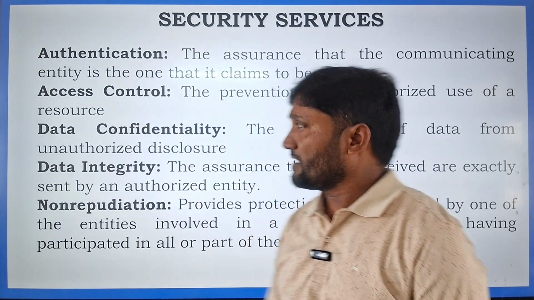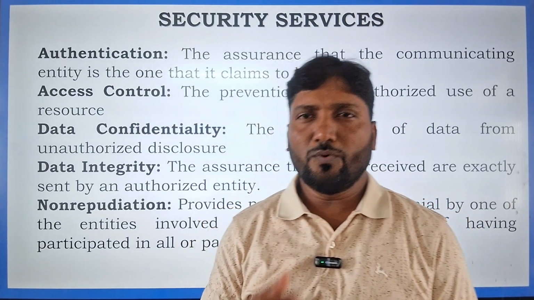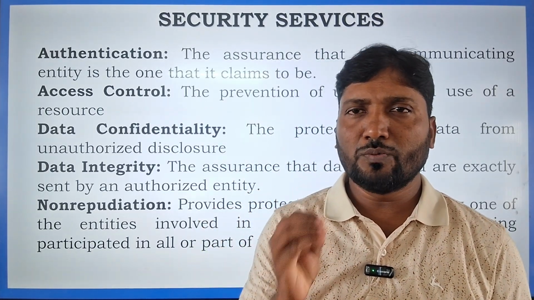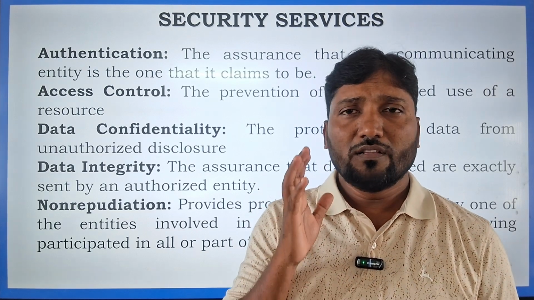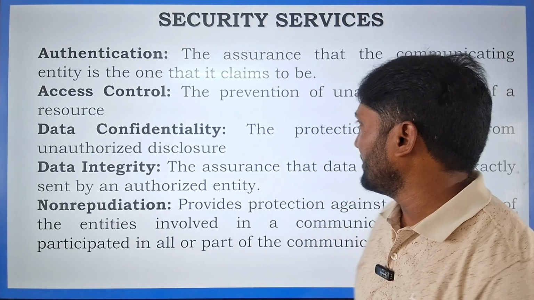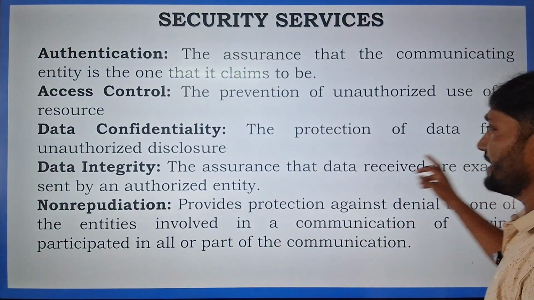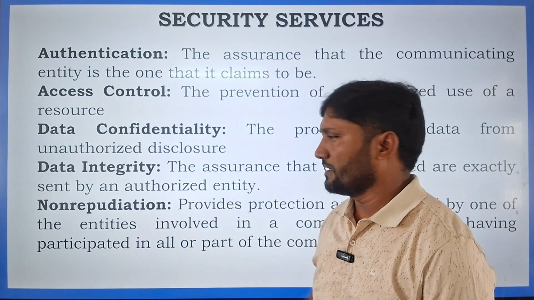So what is access control? The prevention of unauthorized use of a resource. That means if you want to access any data, you need to provide some credentials. That is called limited access. Only the authorized users can access our data. That is called access control. And what is data confidentiality? The protection of data from unauthorized disclosure. That means only the sender and receiver can send and receive the data. No third party can access our data. That is called data confidentiality.